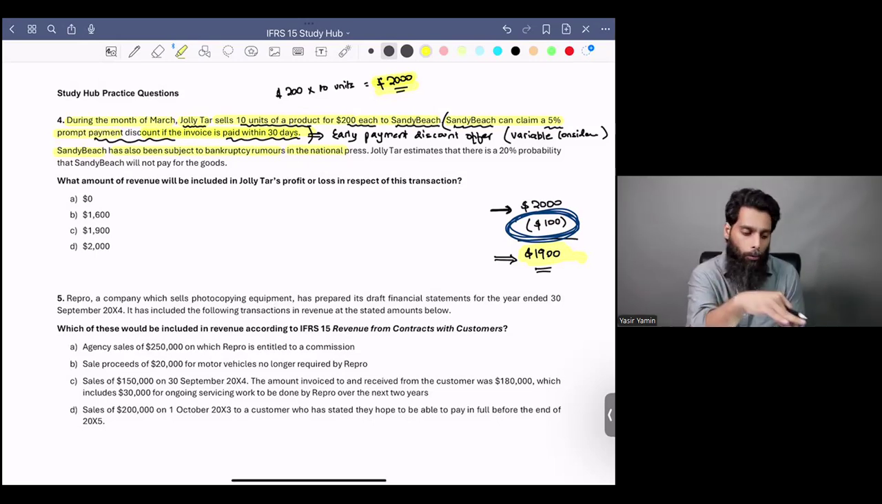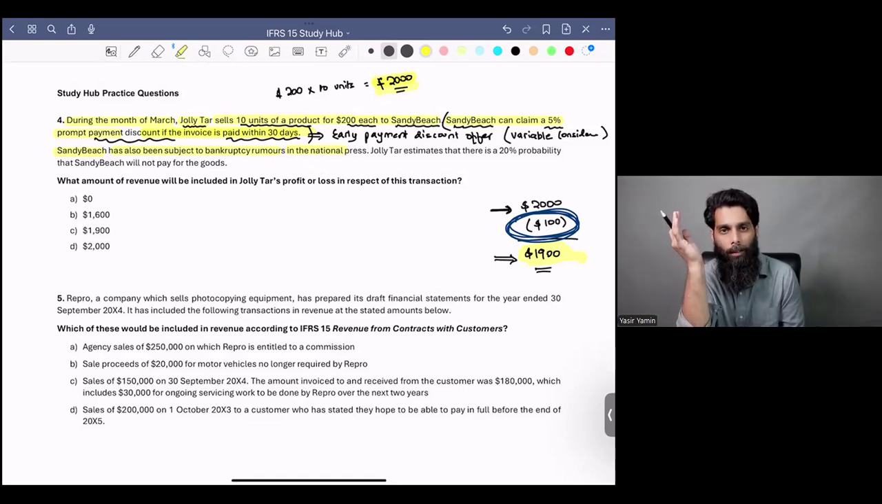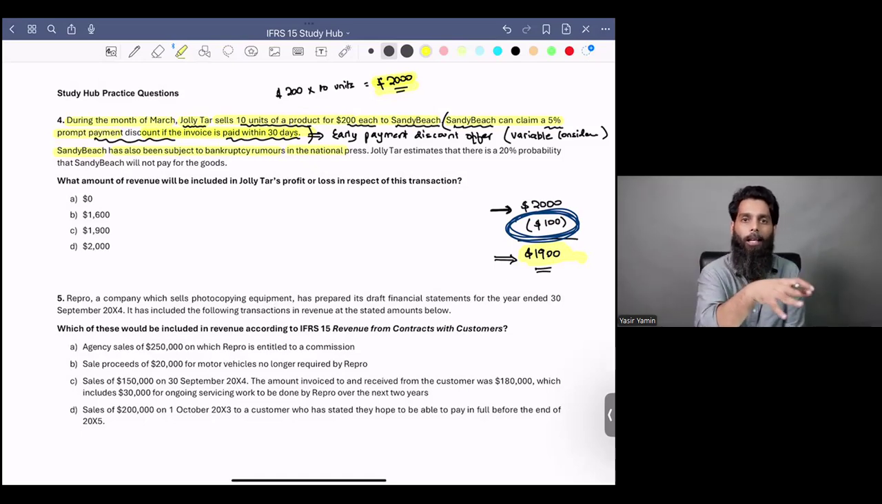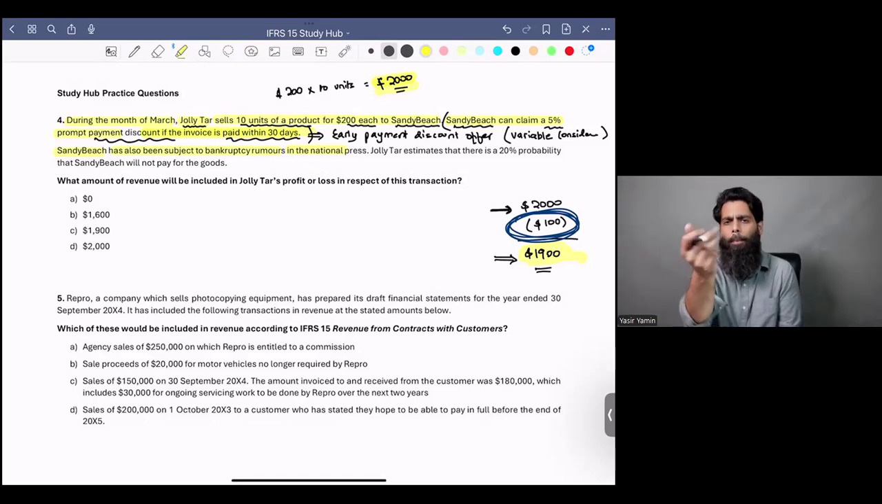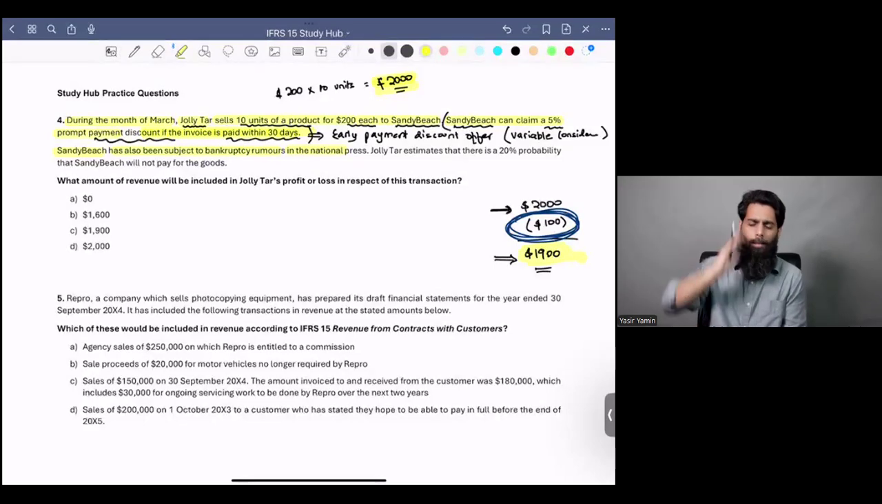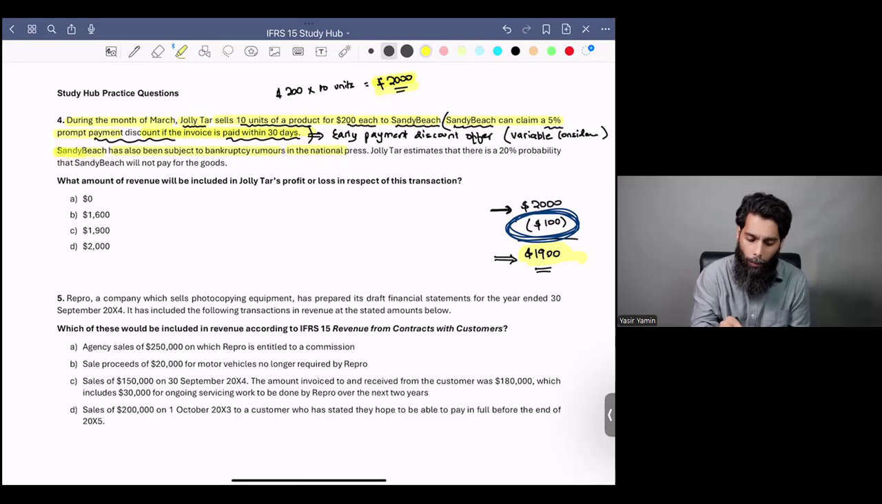You being an accountant of Jolly Tar, consider yourself as an accountant of Jolly Tar. You know that you have provided $100, 5% means $100 discount to Sandy Beach. And you want to make a judgment whether Sandy Beach would be able to pay within 30 days, yes or no. Give me your best guess. Everyone, give me your best guess. After hearing the rumors about bankruptcy, what do you expect?